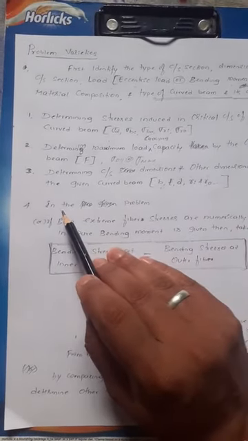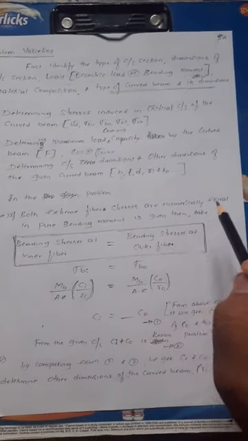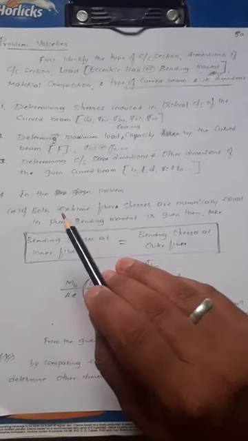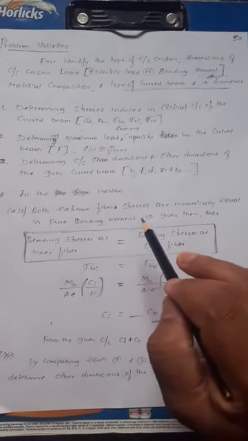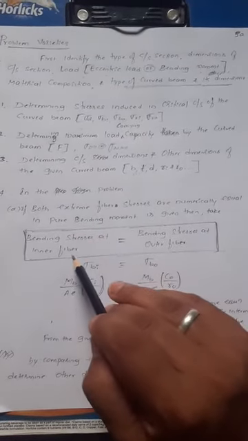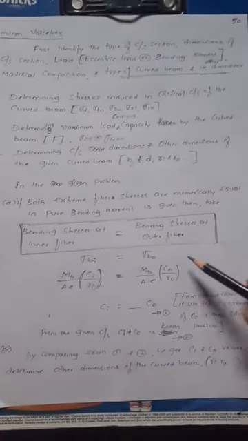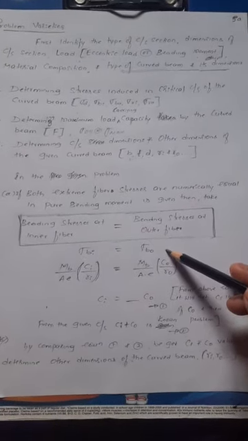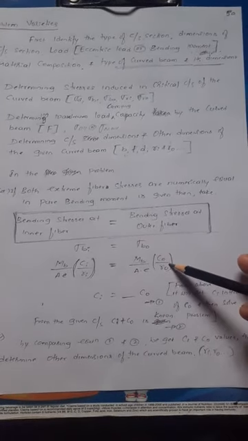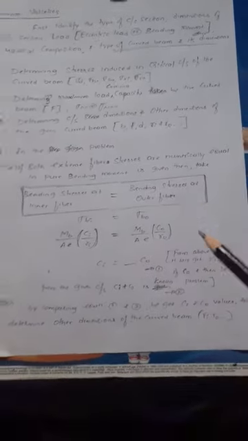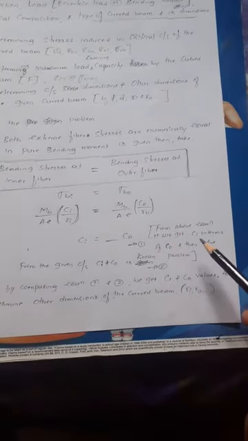Then the fourth one is: if in the problem both extreme fiber stresses are numerically equal in pure bending moment, then take the bending stress at the inner fiber equal to the bending stress at the outer fiber. The bending stress at the inner fiber, sigma bi, is equal to the bending stress at the outer fiber, sigma b naught. Then Mb by Ae into ci by ri is equal to Mb by Ae into c naught by r naught. Don't consider the negative sign here. From the above equation you will get ci in terms of c naught.